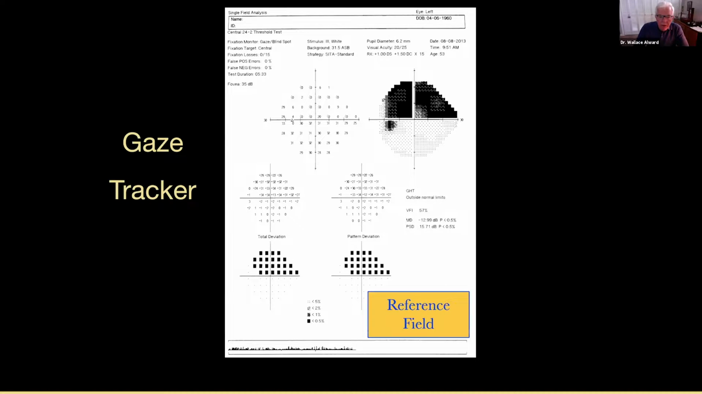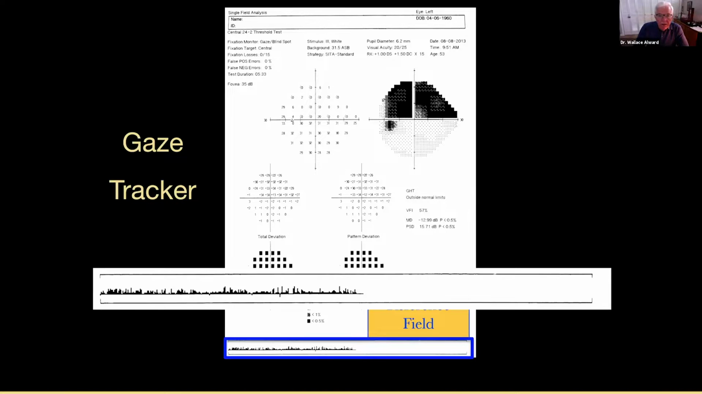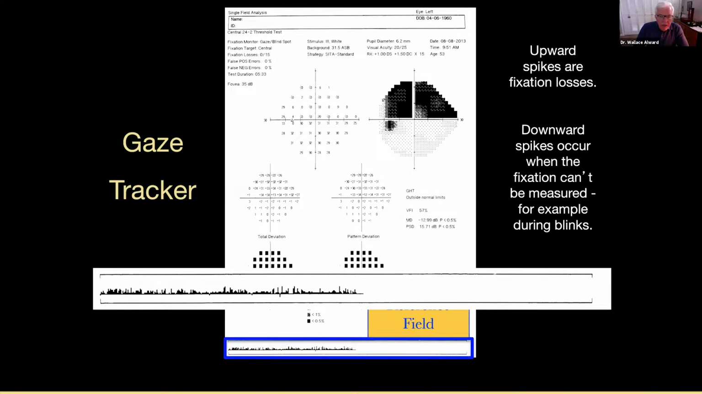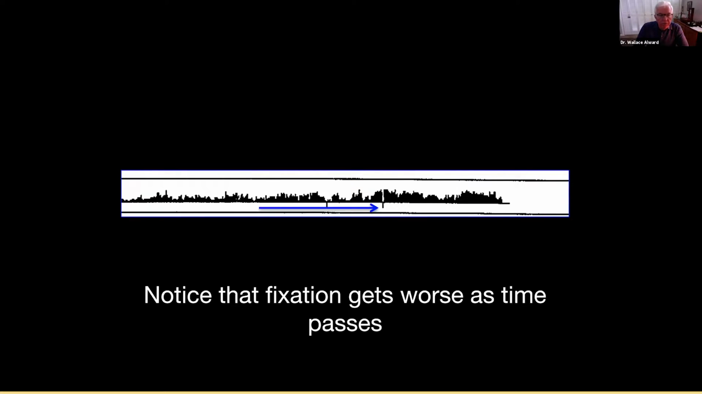So, the gaze tracker at the bottom here. What the gaze tracker does is any upward spikes are fixation losses or movement, so it's using a sensor to watch the cornea, and as the cornea moves. And downward spikes like this are when they can't get a signal, so that's probably a blink. For people who have wandering eyes, it usually gets worse as time passes.